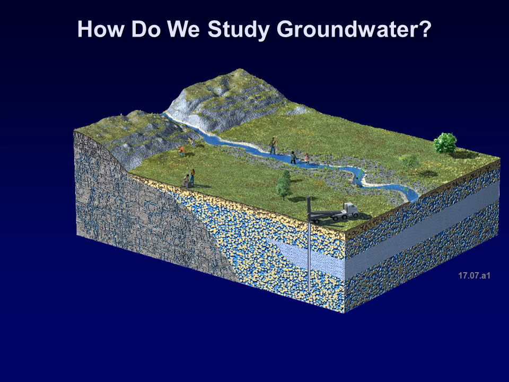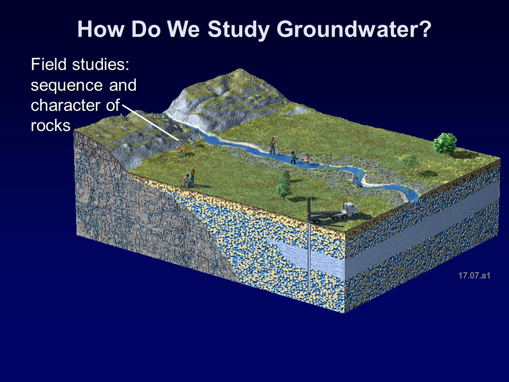On to the next page of notes. How do we study groundwater? The first way is through field studies. They're looking for types of rock and sediment in the area, so that they can estimate the overall permeability. They want to know how well water can flow through the types of rocks and sediment that are there.